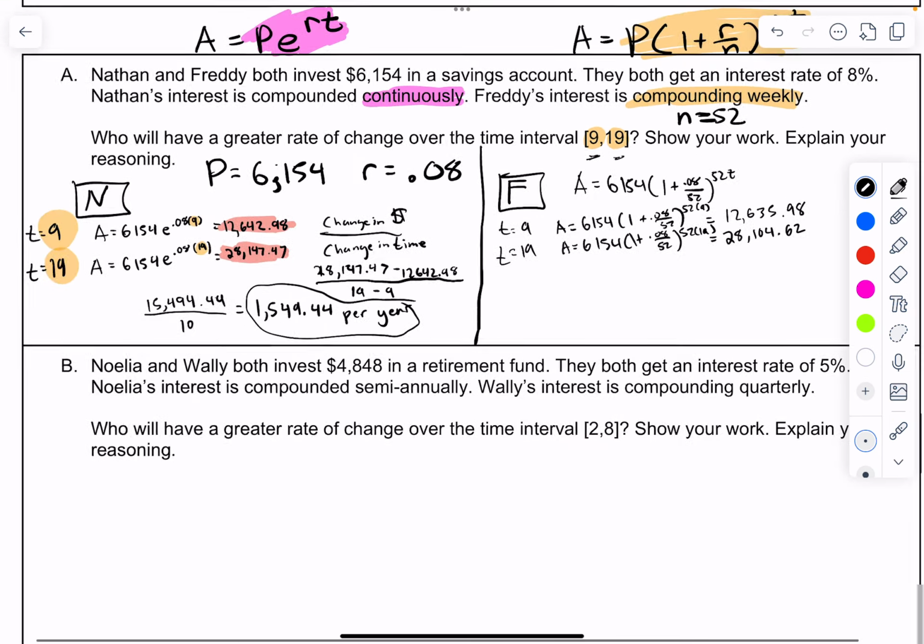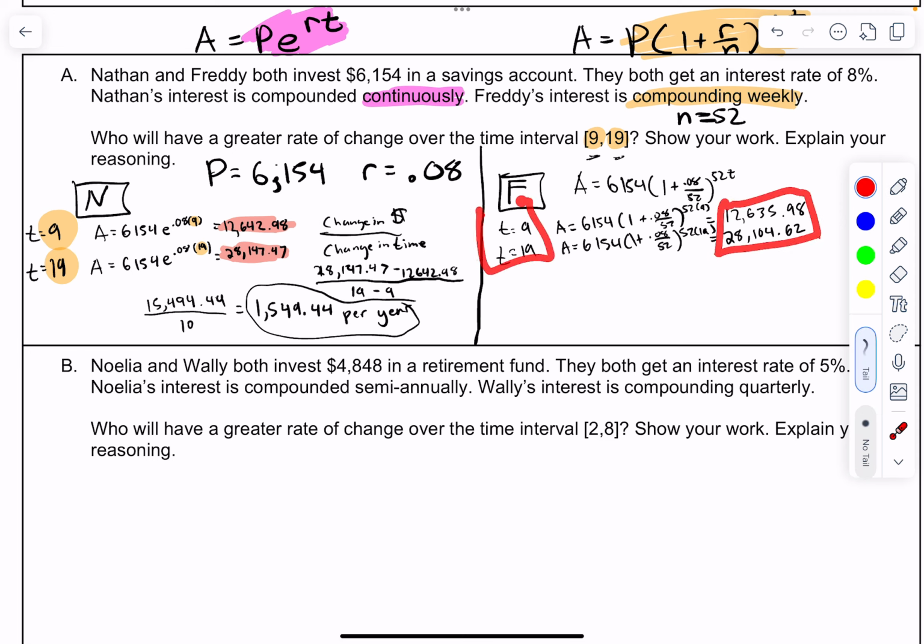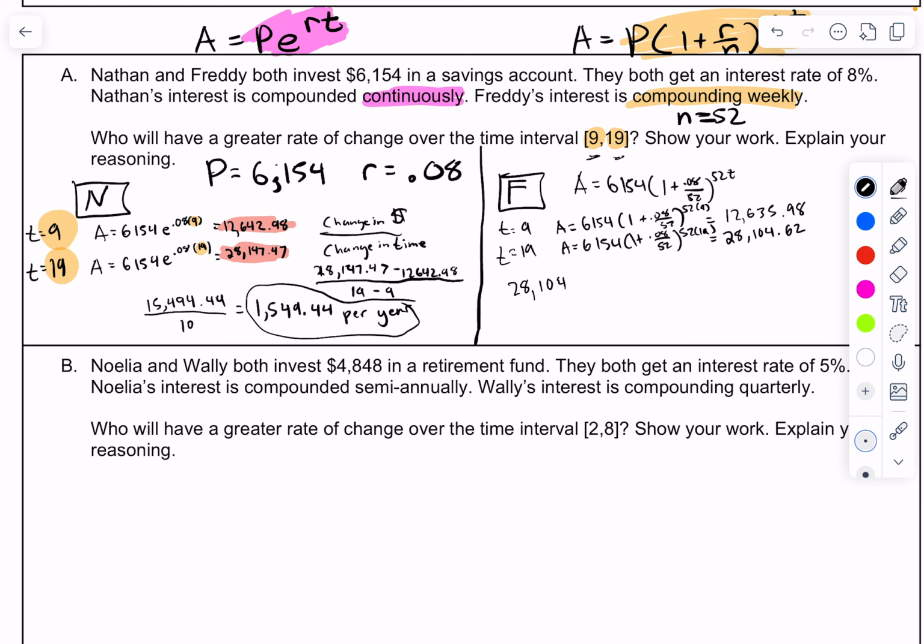Okay, so once I have those answers, guys, I basically just subtract them. I subtract these two answers, then I subtract these two times, and you see where I have the times on the bottom and the money on the top? I get an answer for my money, and I divide it by 10, because 19 minus 9 is going to be 10. And that's it. All right, pause it if you need to. Again, you're finding out how much it changed over time. So that's going to require you subtracting.